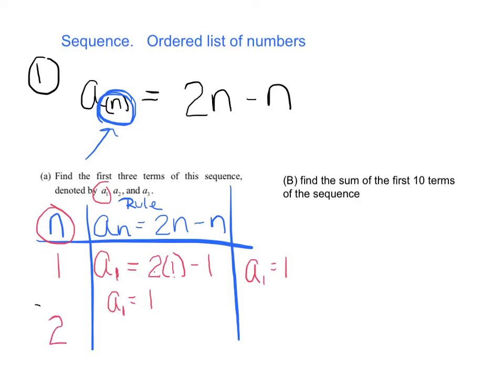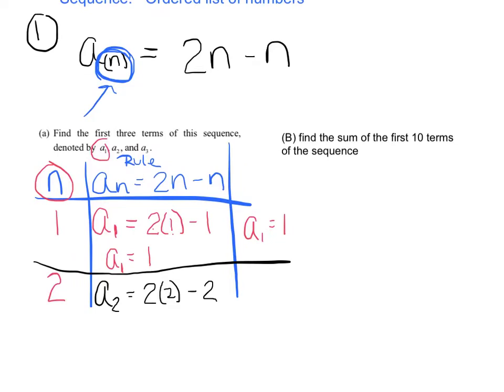I'm going to replace every n with the number 2. So a sub 2 equals 2, substitute in a 2, minus 2. Okay, and again, right below, we'll do the math. So I get a sub 2 equals 2 times 2 is 4, minus 2 is 2. And I'll write my answer down off to the side here.